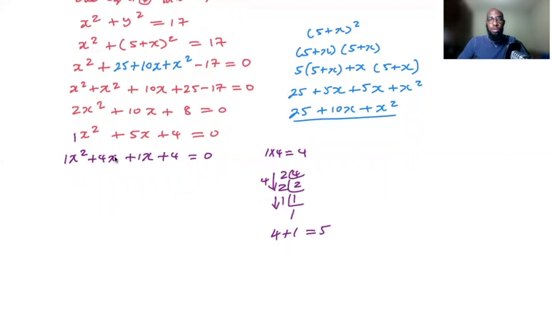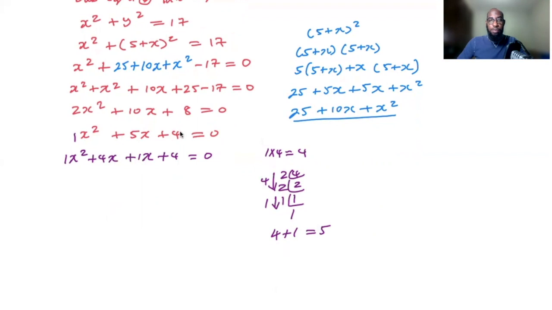All right, so the reason why I did all of this is to get two numbers in the middle here to get 5x. So I chose 2 2s are 4, 4 and 1. 4 plus 1 is 5. So 4x plus 1x is 5x. So instead of writing 5x, I wrote 4x plus 1x.